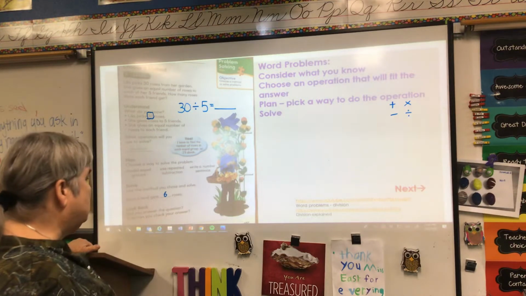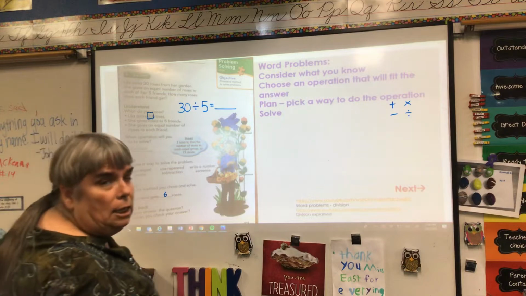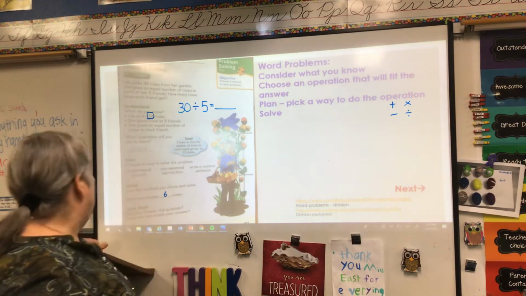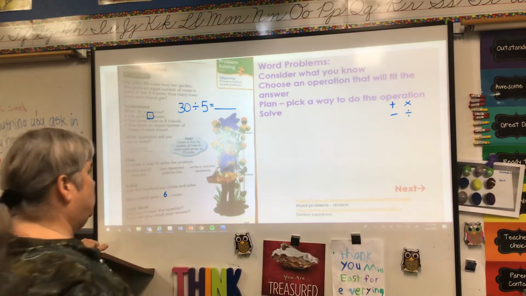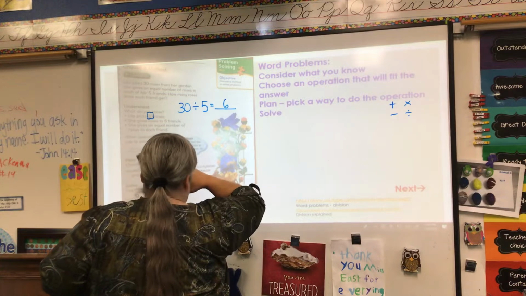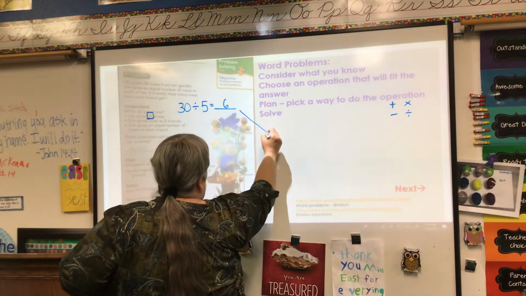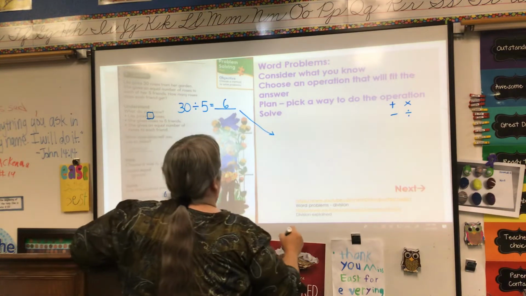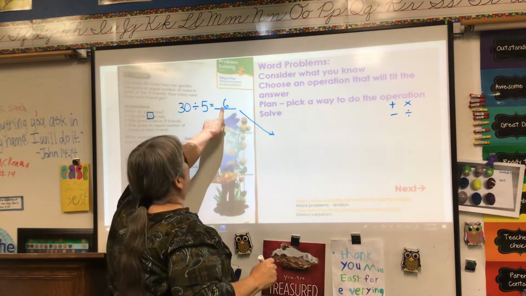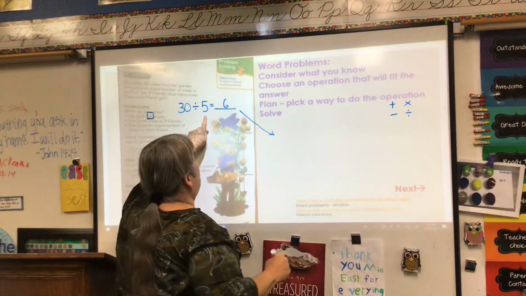Did you answer the question? Yes. I said each of the 5 friends is going to get 6 roses. How can you check your answer? Well, first of all, I said each person is going to get that. What I could do is I could do the inverse operation, which means I'm going to use multiplication to check.